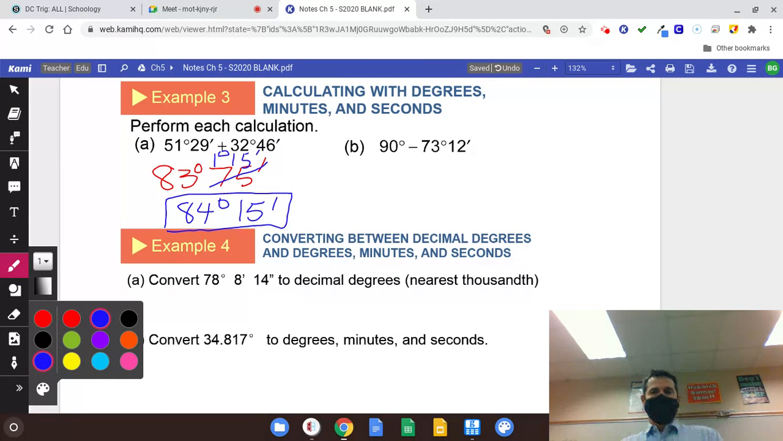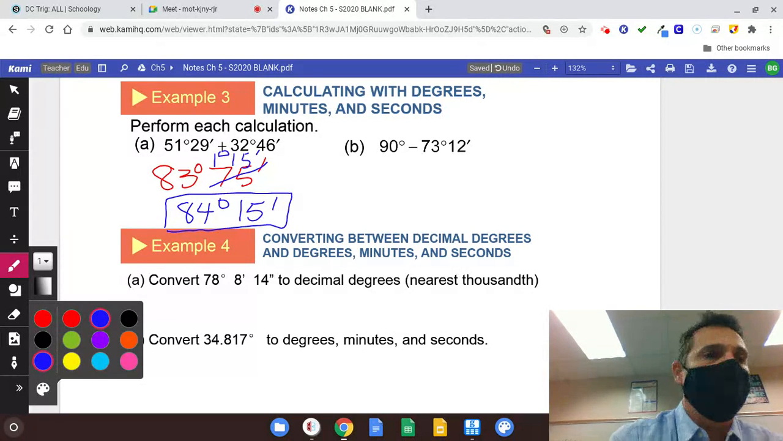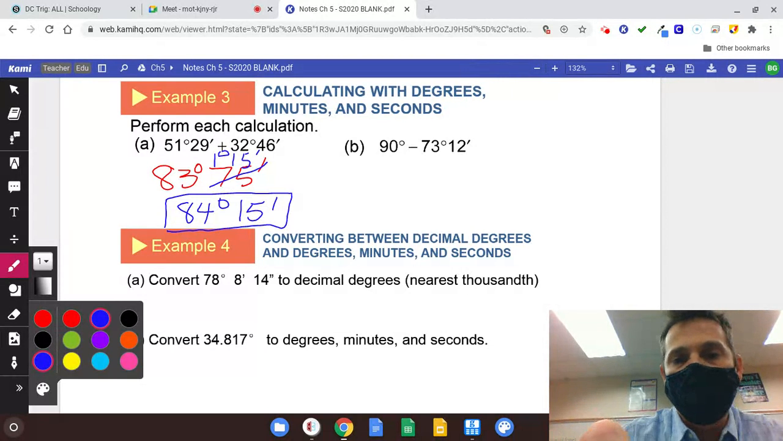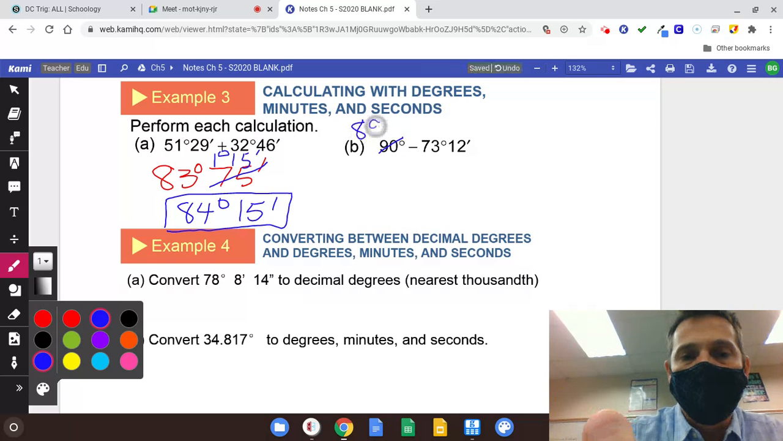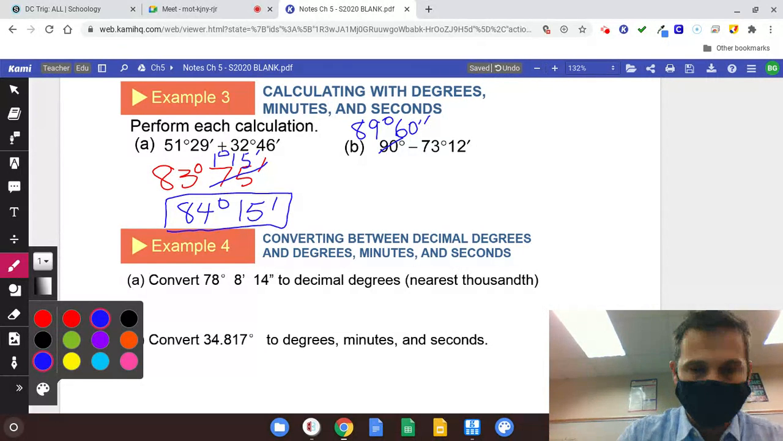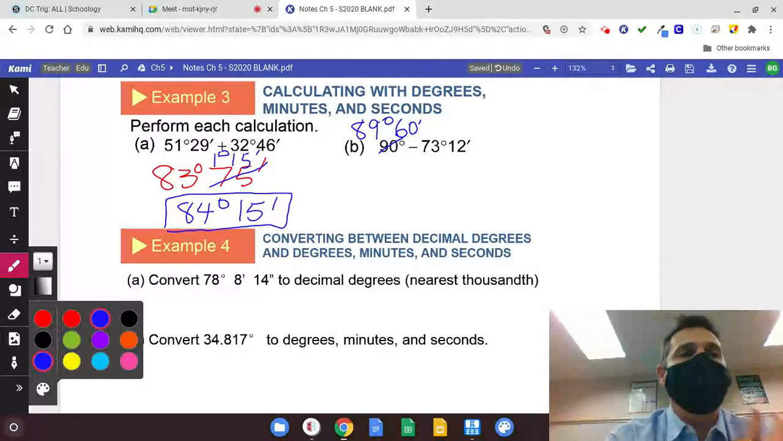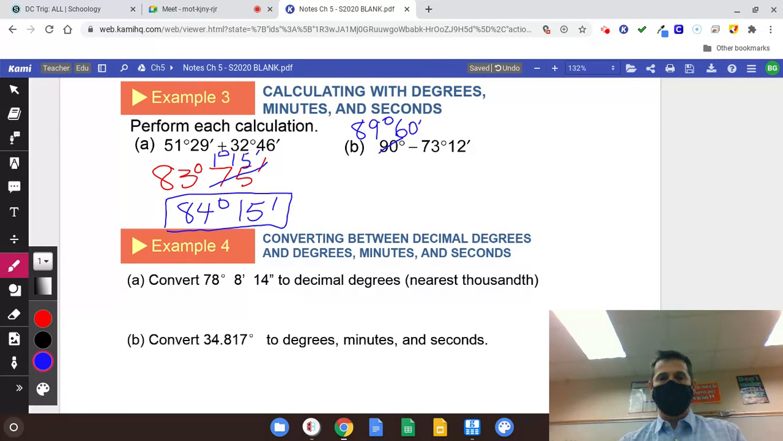Okay. Now, subtraction is harder. Okay, subtraction is harder because in this case you're going to have to borrow. There's no like terms from which to subtract the 12 minutes. Okay, so what I would do in this case is instead of thinking about this as 90 degrees, I might think of this as 89 degrees and 60 minutes. Oops, that's minutes, not seconds. Okay, think of that as 89 degrees and 60 minutes. That way, you can subtract. You do have like terms.